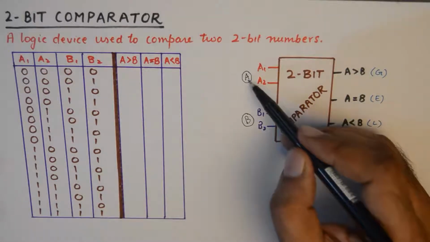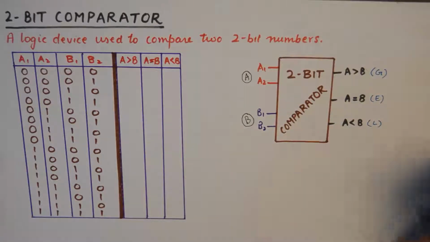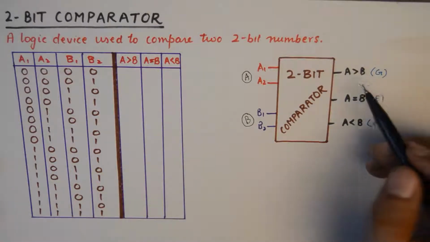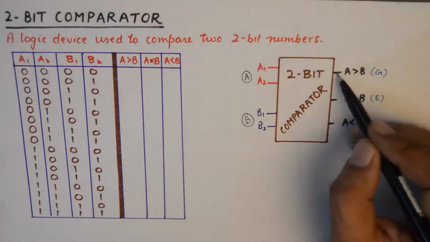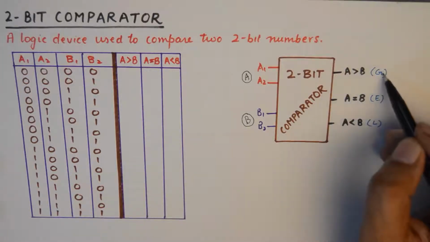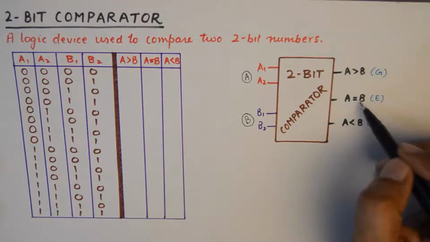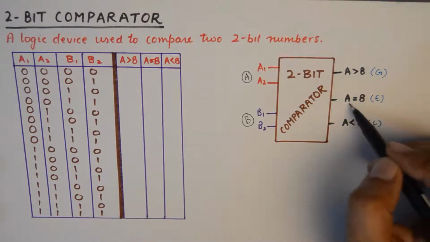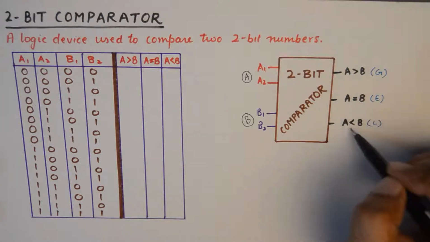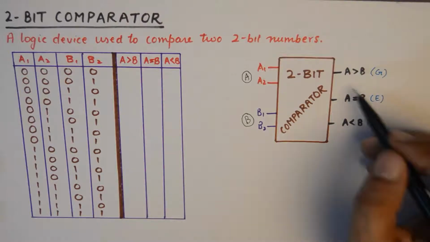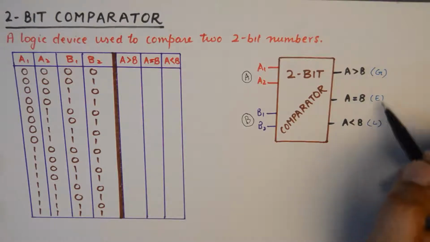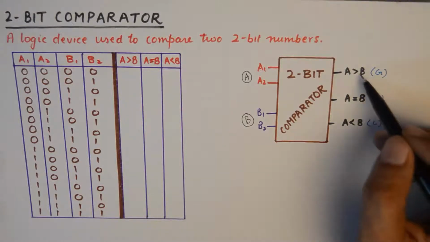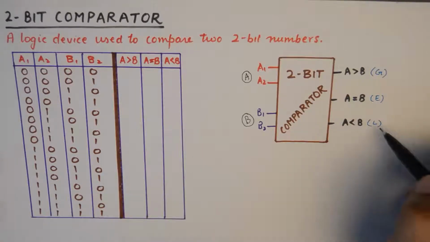Now if we were to compare A with B, there can be three cases. The first case can be when A is greater than B, and we can get an output by the name of G. The second case can be the case where A is equivalent to B, and the third case is when A is less than B. So I create three outputs by the name of G, E and L, depending upon whether A is greater, equal or less than B.